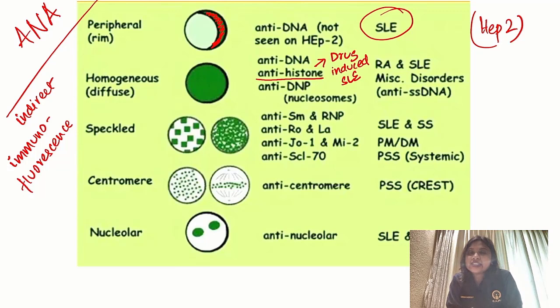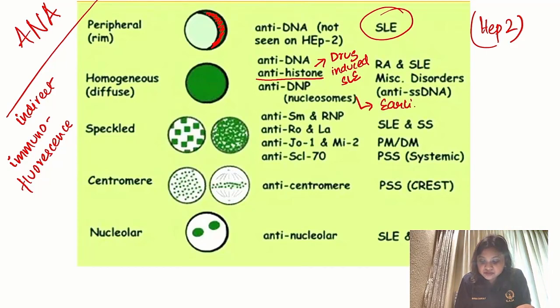And remember, anti-nucleosomal antibody you get, it is the earliest manifestation or earliest antibody to be positive in SLE. So what is the earliest antibody to be positive in SLE? It is anti-nucleosomal antibody. So this is the earliest antibody positive in SLE.